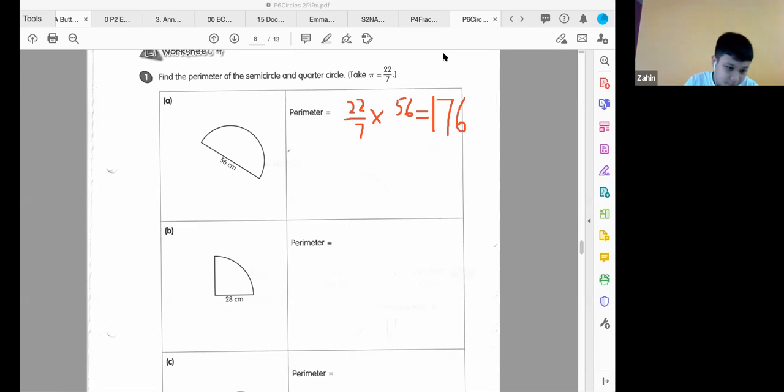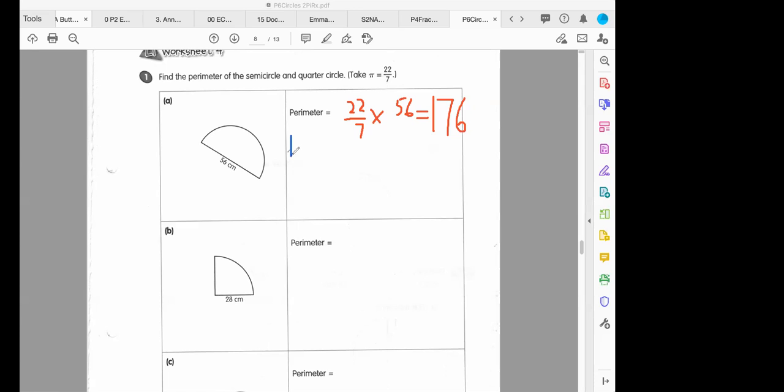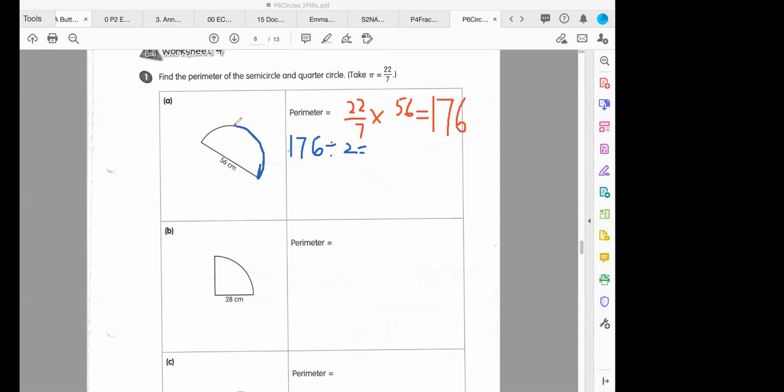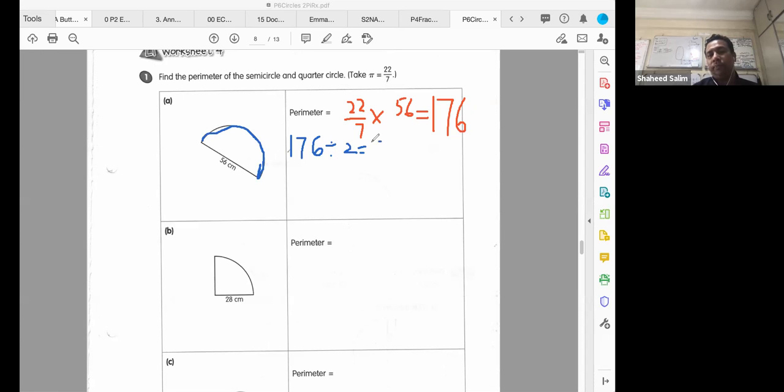144. Ilhan can get 144? How do you get it? Okay, so now you know it's 176 for the whole thing, right? Now we divide the 176 by 2. Why do you divide by 2? Because this is half of a circumference. Then you get 88 down here.